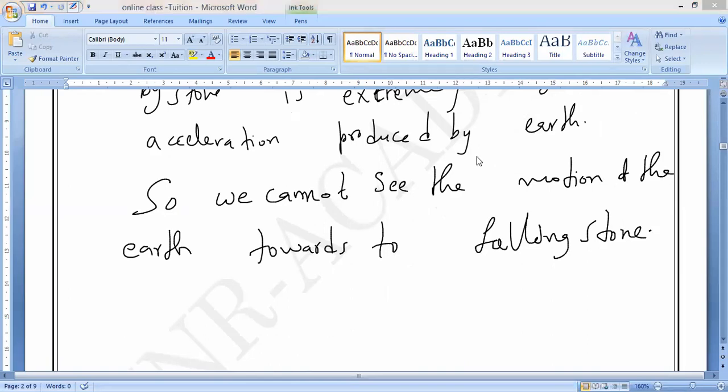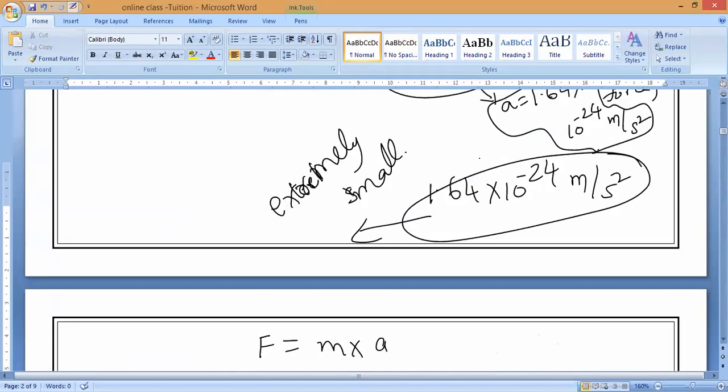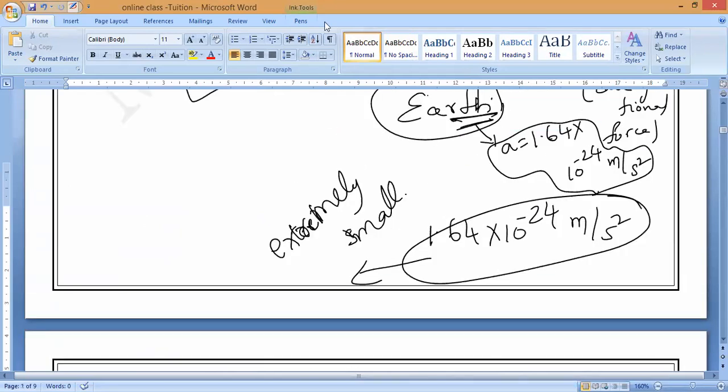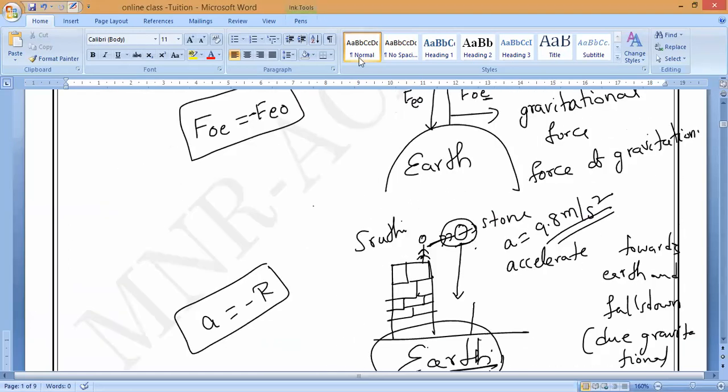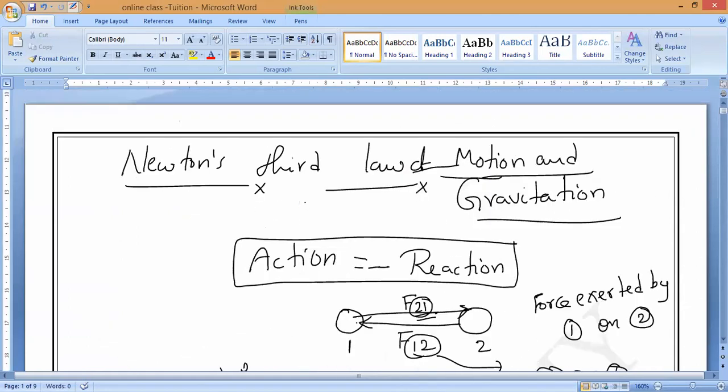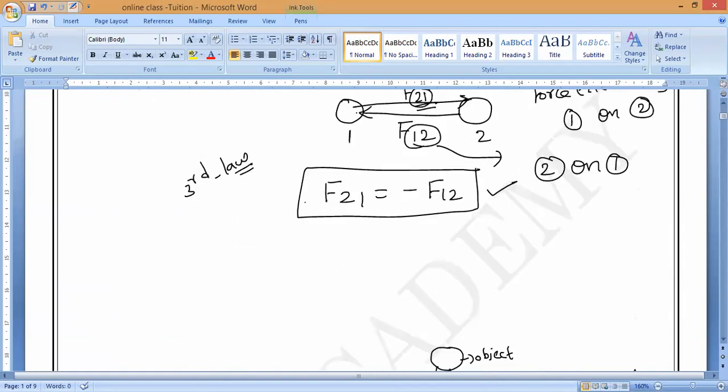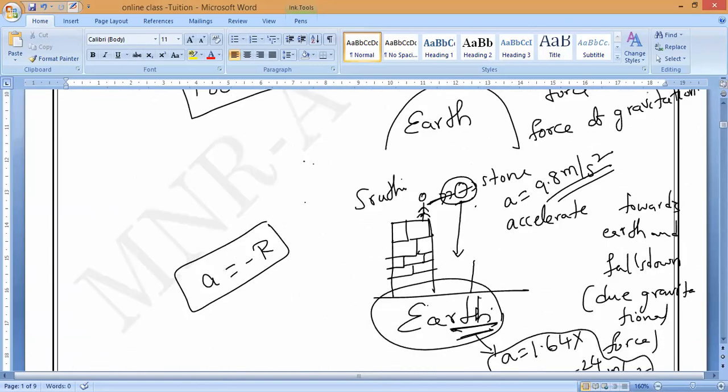Now, what is the acceleration produced by Earth? You have to note down these values. It is 1.64 into 10 power minus 24 meter per second square. And what does the 1 kg stone produce? 9.8 meter per second square. Understand, everybody? That is what you have to remember. Draw this diagram also. So this concept is called what? Newton's third law of motion as well as gravitation. You should remember that.